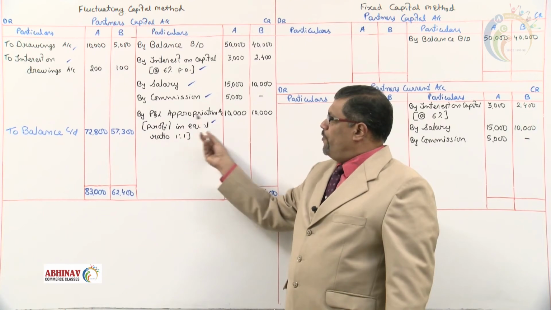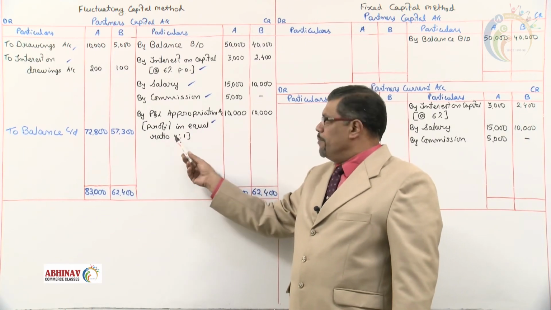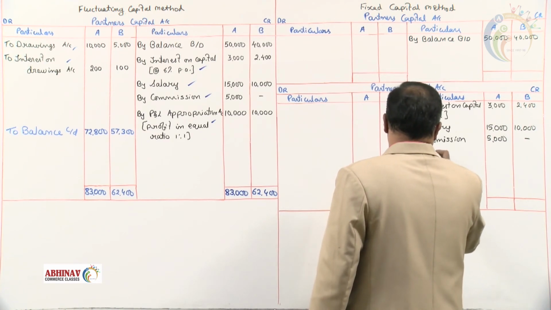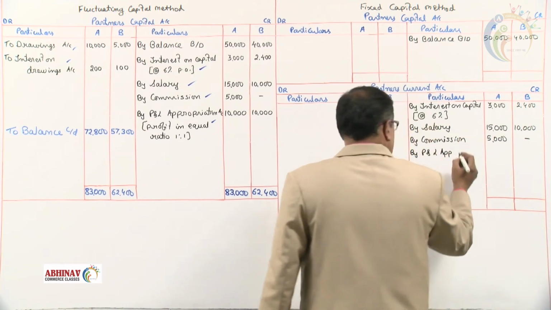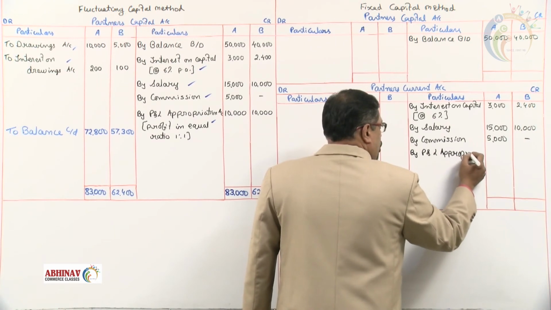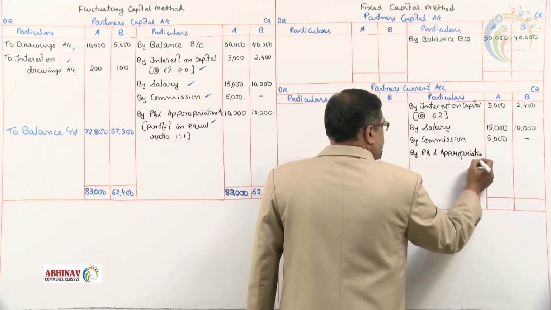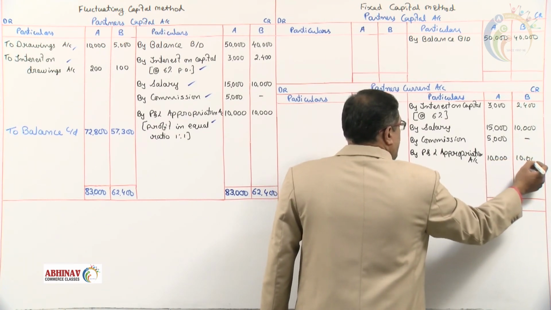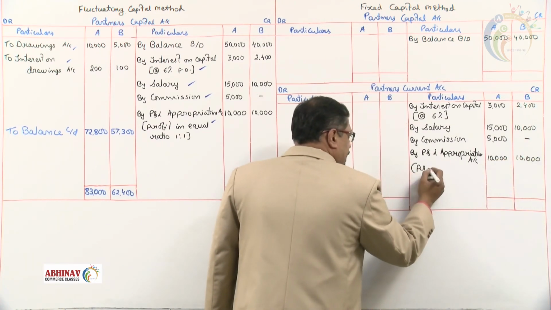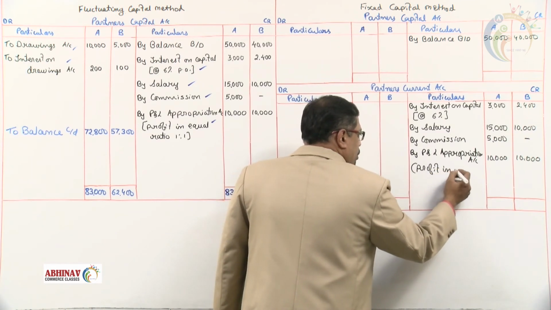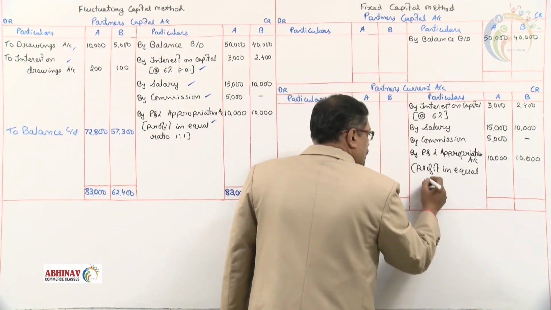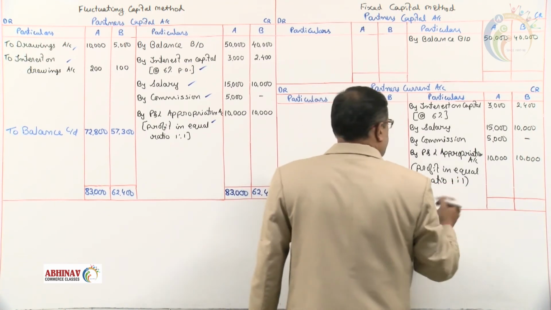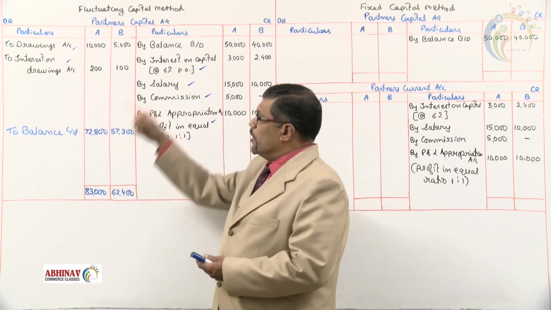Next, by profit and loss appropriation account. Profit in equal ratio. Let us take it by profit and loss appropriation account. It's 10,000 and 10,000. You can specify in brackets: profit in equal ratio, 1:1. Then once you finish this, you have taken drawings.